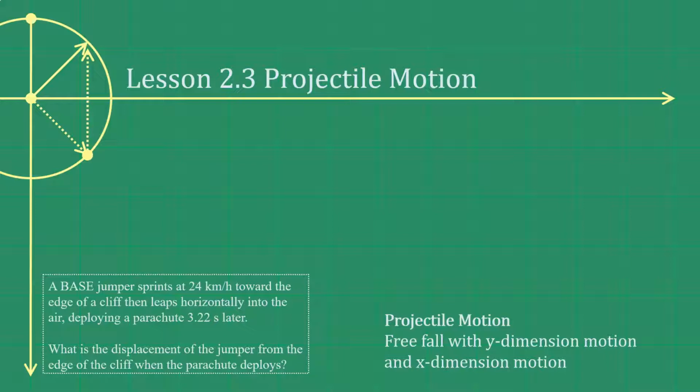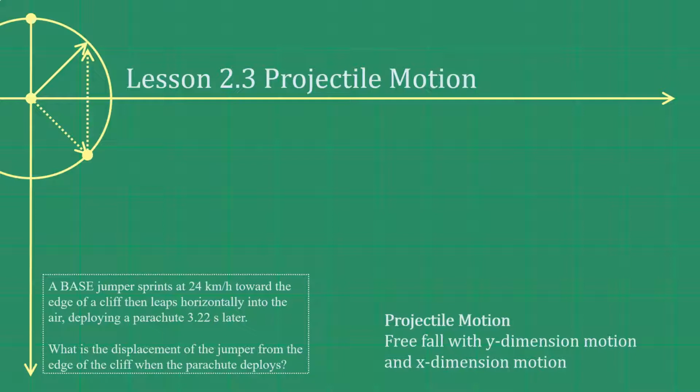So a base jumper sprints at 24 kilometers per hour as a full speed sprint toward the edge of a cliff, then leaps horizontally into the air, deploying a parachute 3.22 seconds later. This must be a very, very tall cliff for the base jumper to be able to fall for 3 seconds and then deploy a parachute. What is the displacement of the jumper from the edge of the cliff when the parachute deploys? Okay, so we're looking for the actual straight line distance, not the curvature distance, but the straight line distance from the point where the jumper jumps off of the cliff to the point where the jumper is 3.22 seconds later.